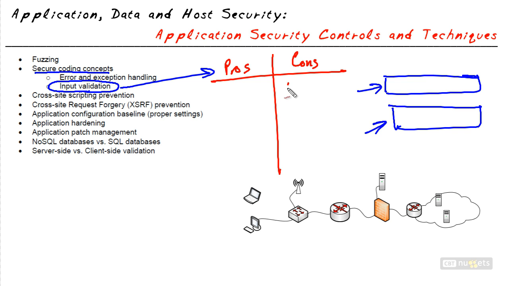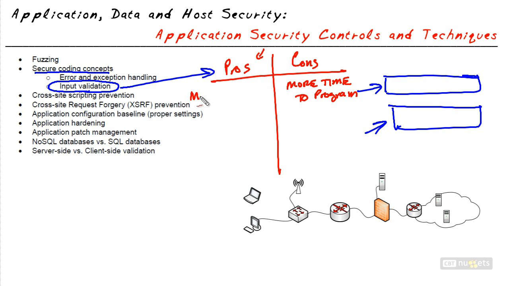It actually takes more time to program. Because if we have some function that's happening like input validation, the code has to be there and somebody had to create that code. So that would be a con. It takes a little bit more time to do input validation inside of our applications. However, what are the benefits or the pros regarding doing input validation?